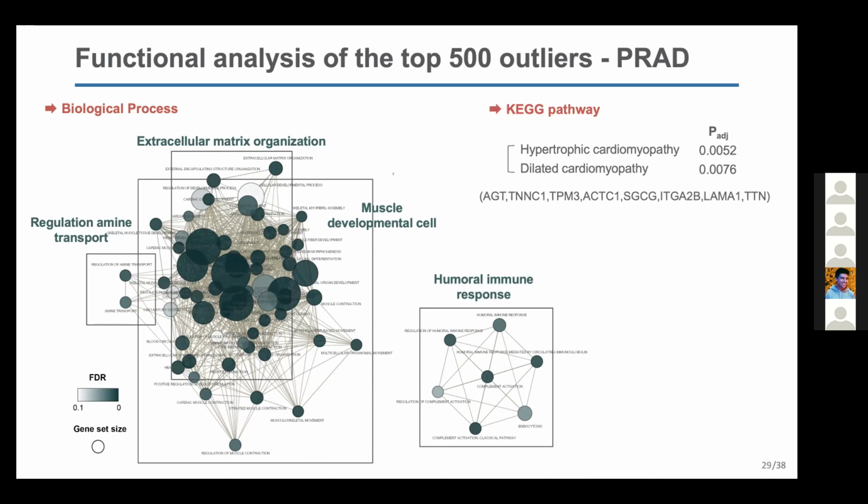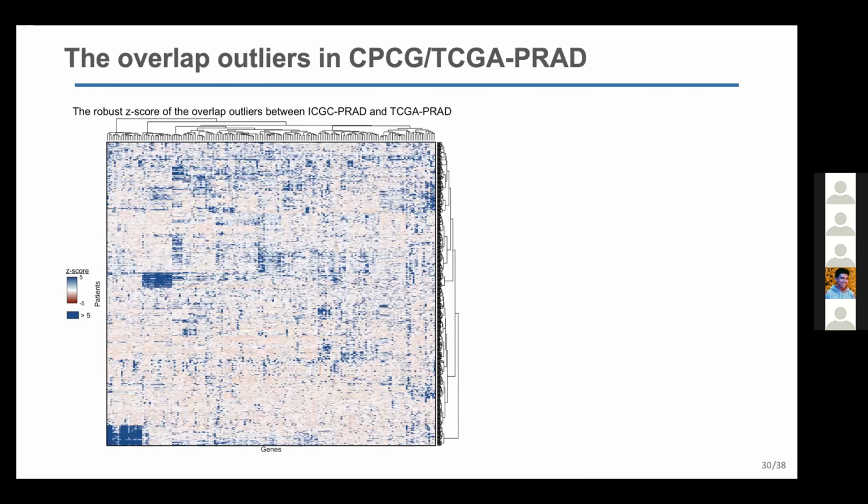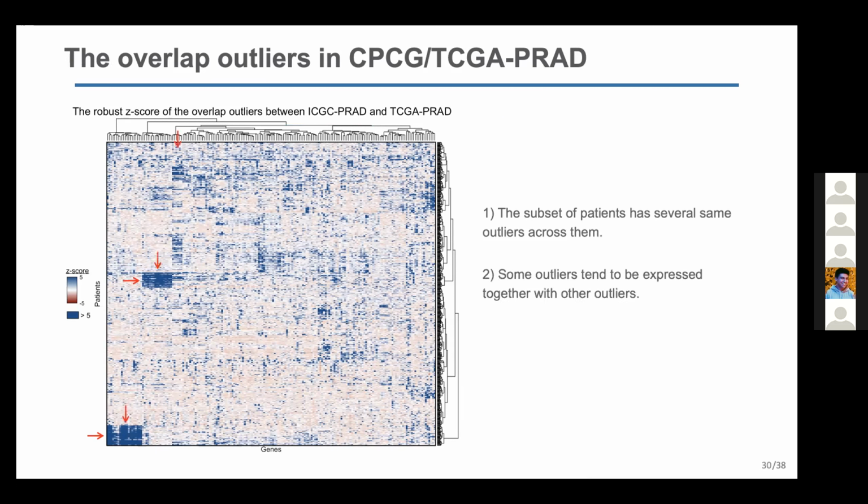And also some of them are shown to be related to an increased risk of heart disease. Also, if you see the overall expression pattern, this is the Z-score matrix of the overlapping outliers from both the TCGA and the CPCG data sets. And we could see some interesting patterns. First, a subset of patients has several of the same outliers across them, and some outliers tend to be expressed together with other outliers, and some outliers are expressed in only a few patients. So we could see they're clustered together.